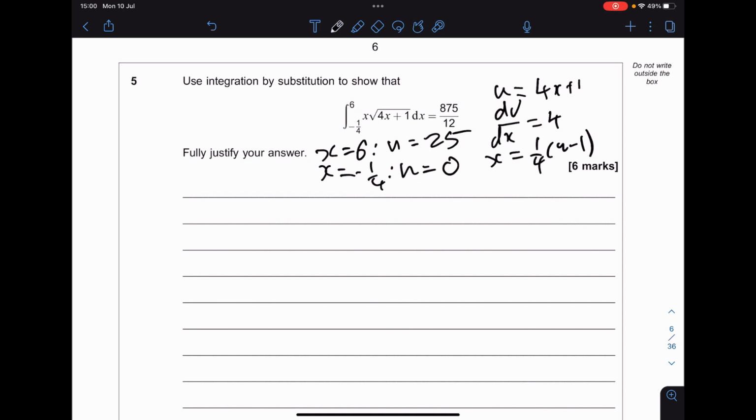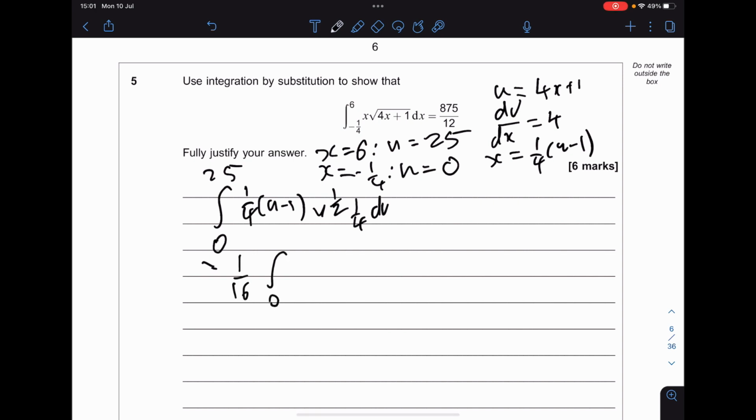We've now got an integral between 0 and 25 of a quarter u minus 1, just summing everything in, times u to the half, a quarter du. So it probably makes sense to factor out 1 over 16 here of the integral between 0 and 25 of u to the 3 halves minus u to the half du, which is 1 over 16, just integrating term by term now.